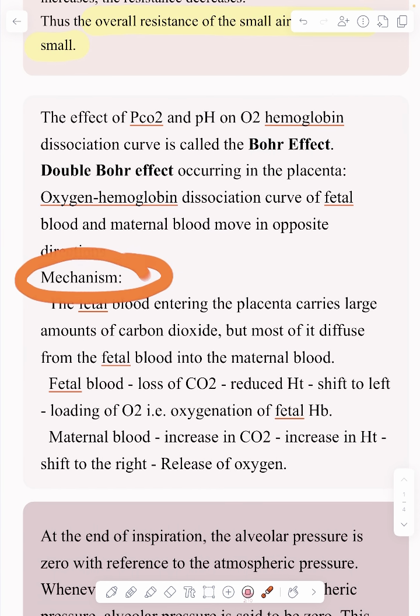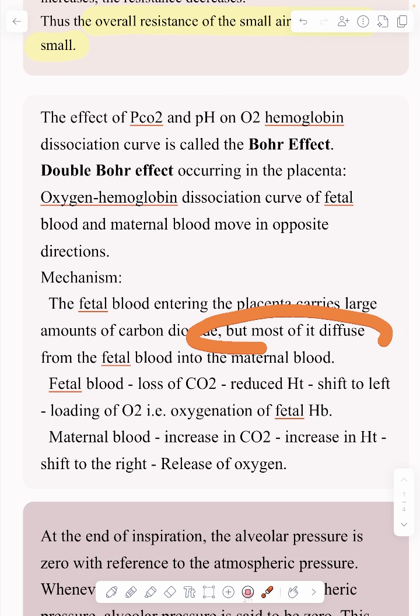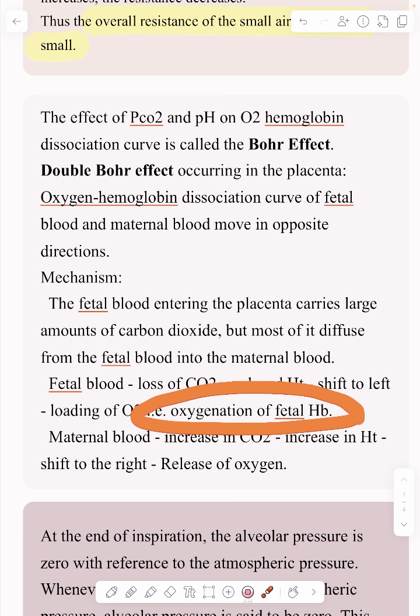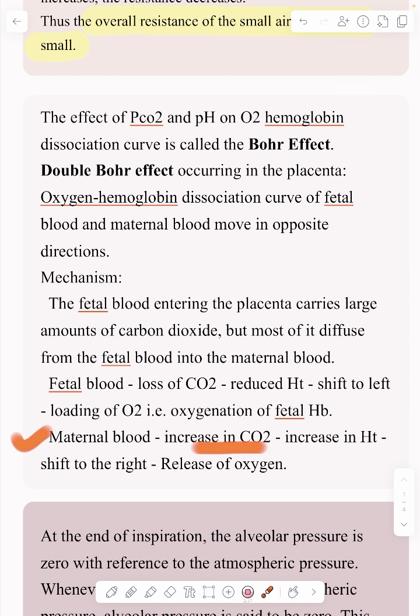What is the mechanism it holds? The fetal blood entering the placenta carries large amounts of carbon dioxide, but most of it diffuses from the fetal blood into the maternal blood. With the fetal blood's loss of carbon dioxide, the curve shifts to the left, that is loading of oxygen, which is oxygenation of the fetal hemoglobin. Whereas in maternal blood, there is an increase in carbon dioxide, and the curve shifts to the right, with release of oxygen.